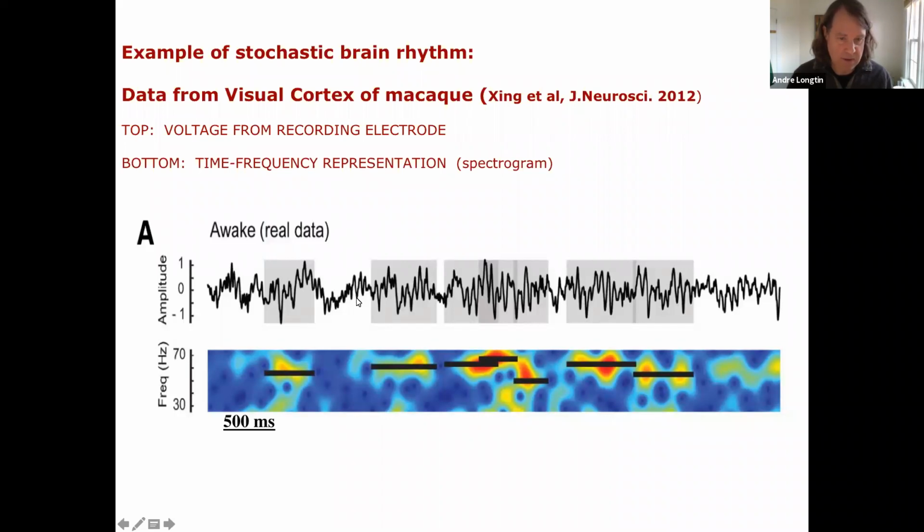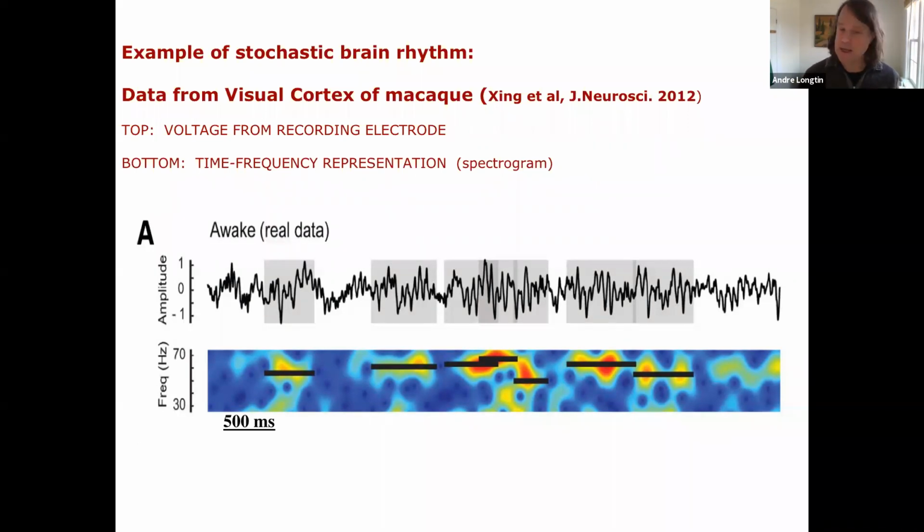Then it all kind of disappears again. Then there's another epoch here, another epoch here, and the frequency content changes from epoch to epoch. And the appearance of the epochs appears to be random, and the duration of them as well. So that's the real data.